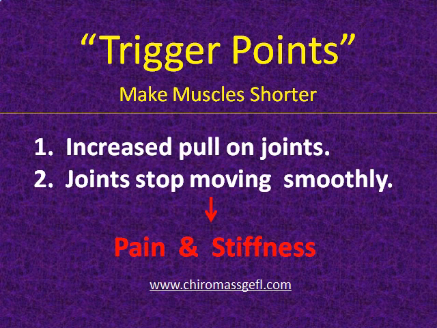Trigger points make muscles shorter, and this creates 2 problems. Short muscles with trigger points pull harder on the joints than normal muscles. This stops the joint from moving smoothly, and this causes pain and stiffness. As a chiropractor, short muscles are important because correcting trigger points lengthens the muscle. This normalizes the tension on the joint, and this allows the chiropractic adjustment to hold longer.